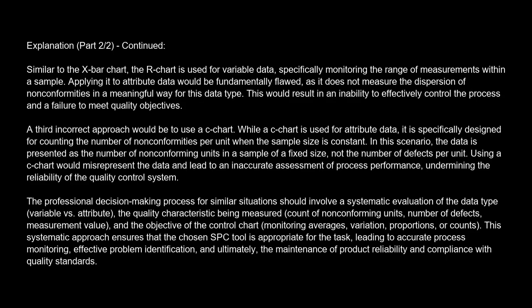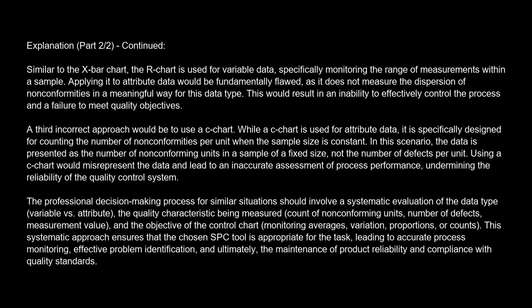Similar to the X-bar chart, the R chart is used for variable data, specifically monitoring the range of measurements within a sample. Applying it to attribute data would be fundamentally flawed, as it does not measure the dispersion of nonconformities in a meaningful way for this data type. This would result in an inability to effectively control the process and a failure to meet quality objectives.